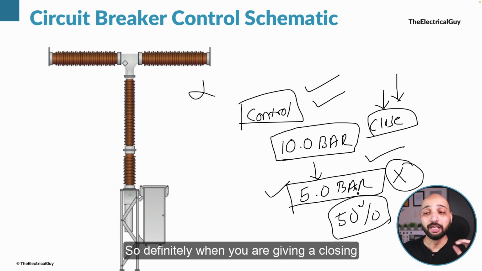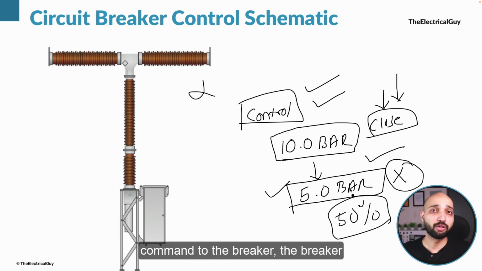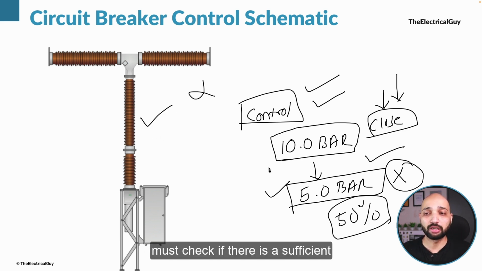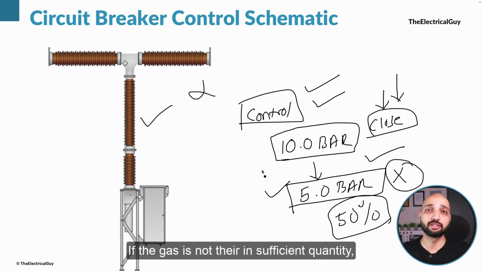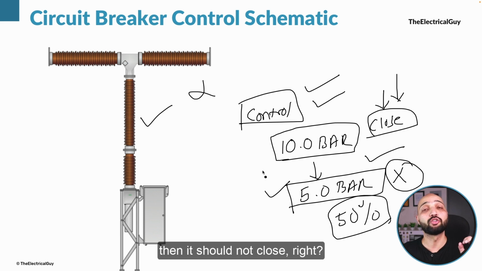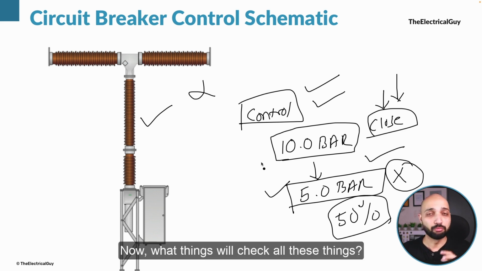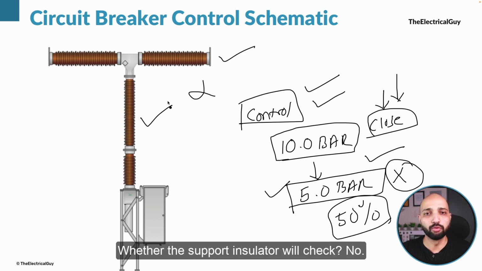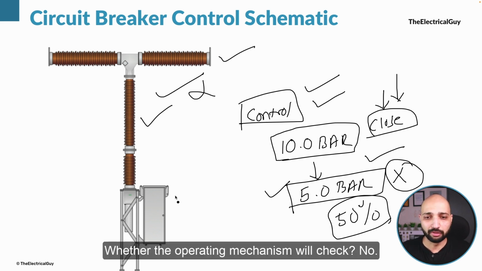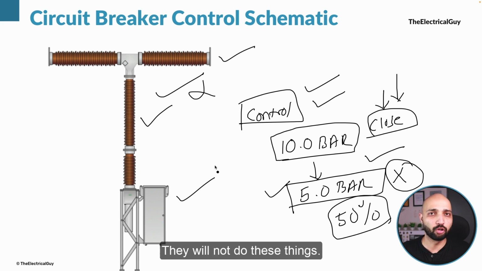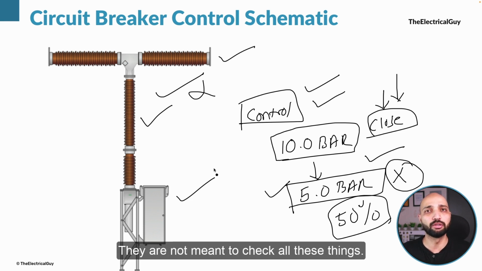So definitely when you are giving a closing command to the breaker, you must check if there is sufficient gas inside the breaker or not. If the gas is not there in sufficient quantity, then it should not close, right? Now, what will check all these things? Will the interrupter check? No. Will the support insulator check? No. Will the operating mechanism check? No. They will not do it. These things are not meant to check all this.